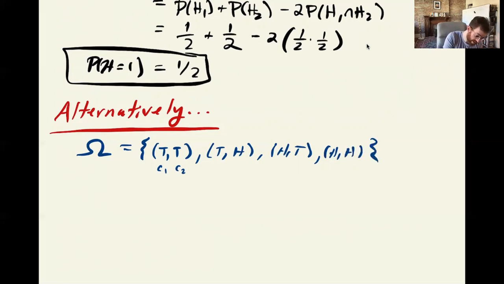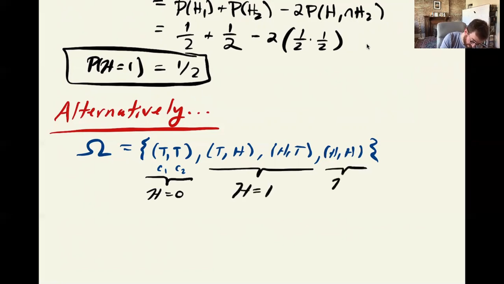So notice that this right here corresponds to the event where H equals 0. This corresponds to the event where H equals 1. And this corresponds to the event where H equals 2. So again, by looking at all the possible values of my heads counting random variable, I actually partition my space of possibilities omega into these separate chunks.